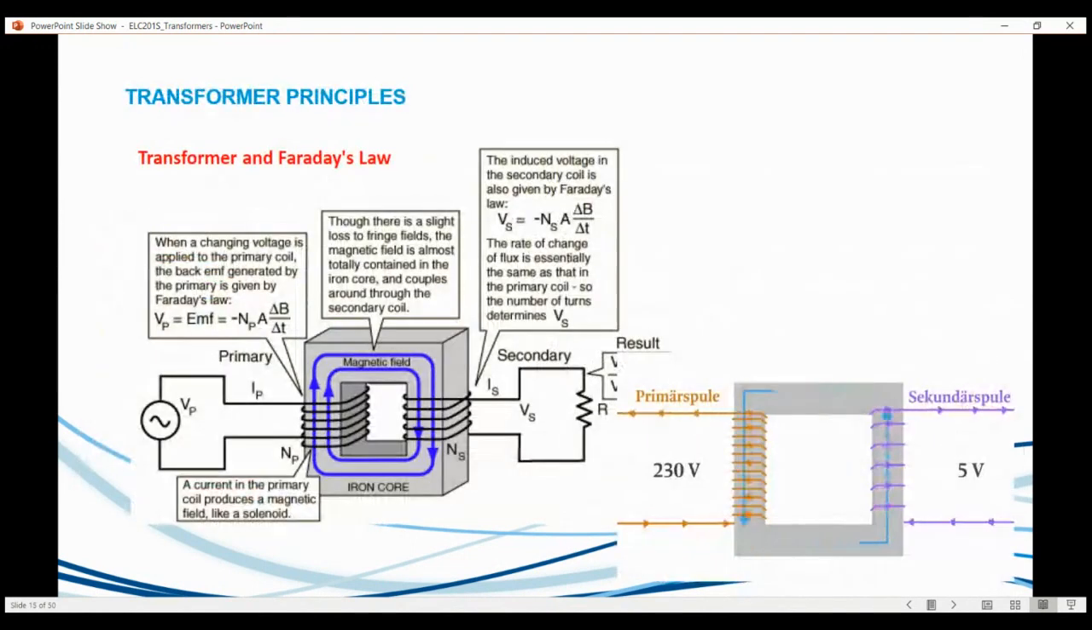This is exactly the same thing over here. And what's quite nice is that they show you the number of turns, and that the number of turns affects the amount of EMF. It's a product of the flux divided by time. And so that's important. What do they say? The rate of change of flux is essentially the same as that in the primary core, so the number of turns determines Vs. Okay, no stress there. So it's important to note with Faraday's law that the EMF is a function of the number of turns, equal to flux density times area, divided by time. So it's time dependent. It obviously changes with time.